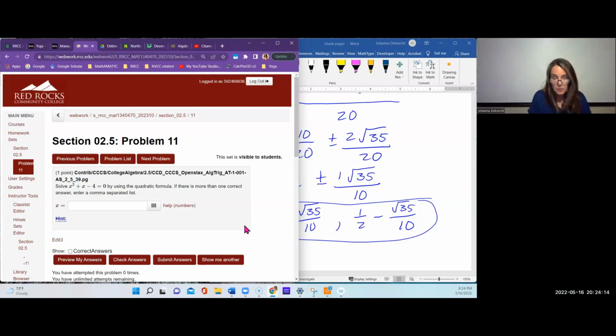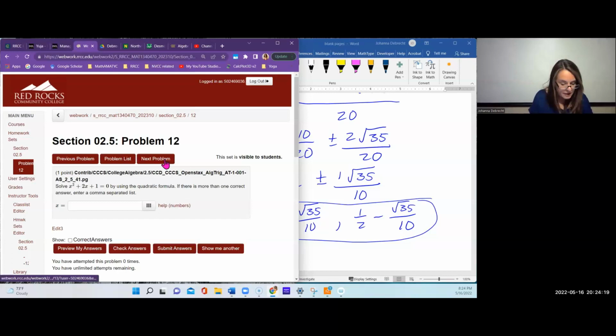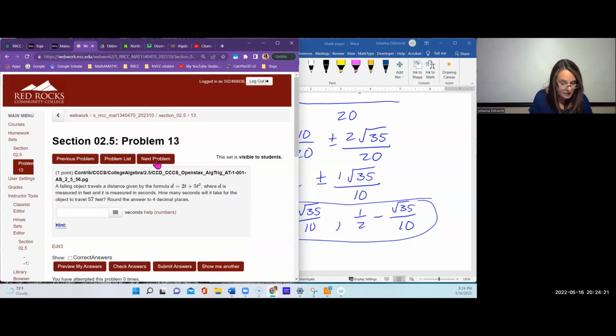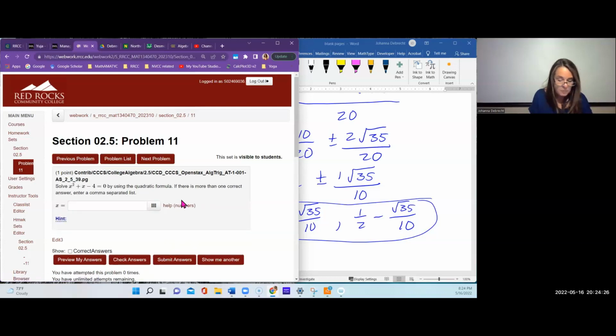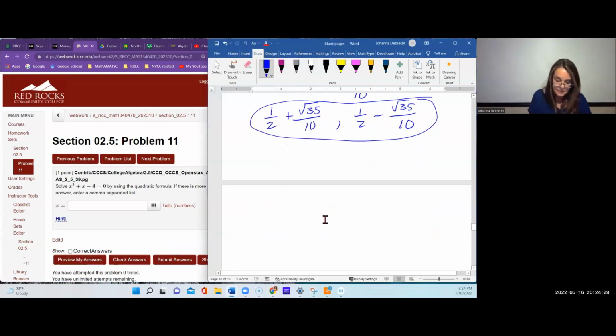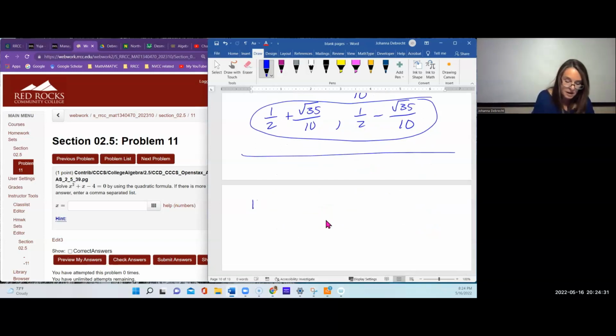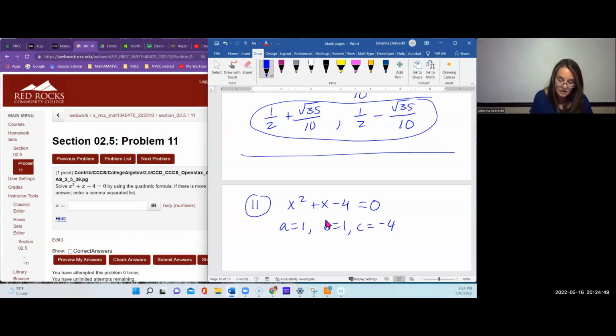Let's take a look at another problem. We have this one, that one, and then a different type of problem. Let's go ahead and look at problem 11. Problem 11 tells me to solve by using the quadratic formula. I'm going to write the equation and make sure that it is equal to 0 before I find a, b, and c. A is 1, b is 1, c is negative 4. Coefficients of x squared, x, and the constant.